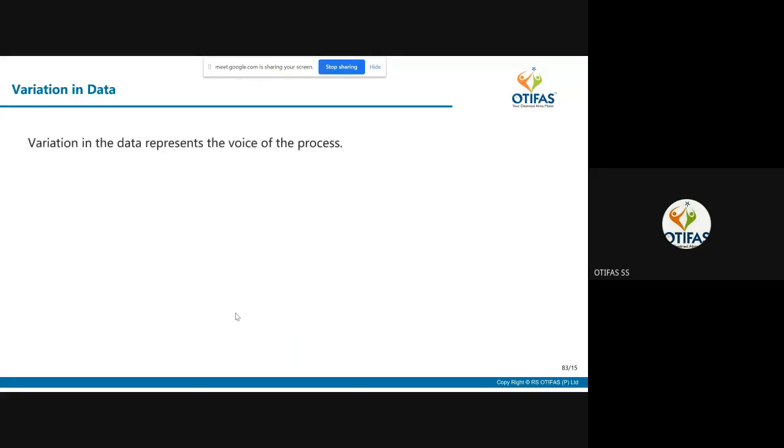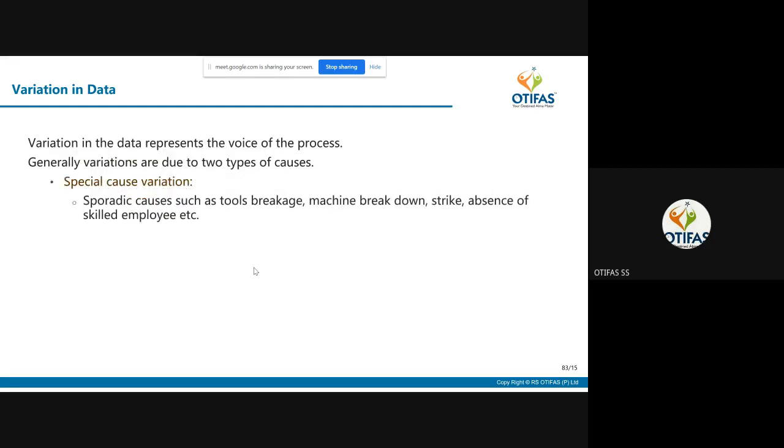Now, variation in data is represented by the voice of process, VOP. We heard about VOC. What is VOC? Voice of customer. VOC is nothing but CTQ, and then we have VOP, voice of process, which is nothing but CTP. Now, there are two types of variation. One is special cause variation: sporadic causes such as tool breakage, machine breakdown, strike, absence of skilled employees, etc. These are all special causes.